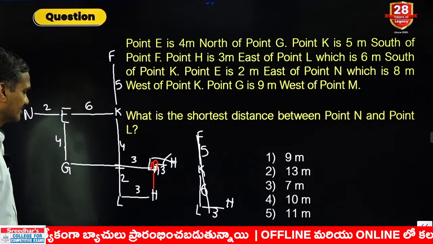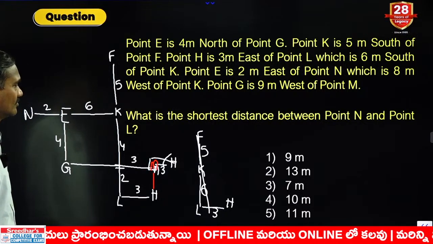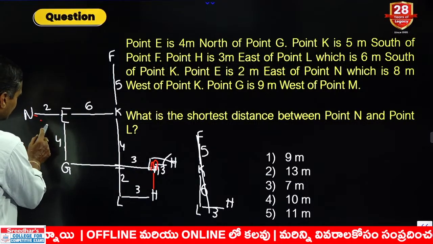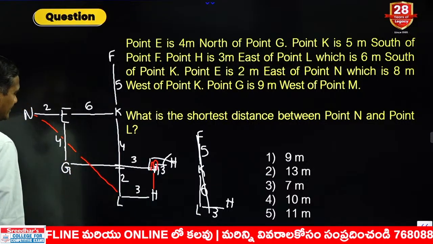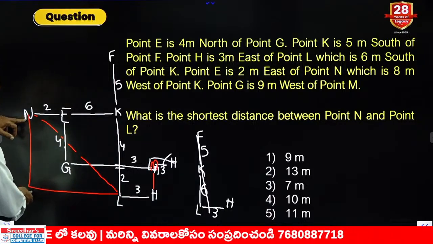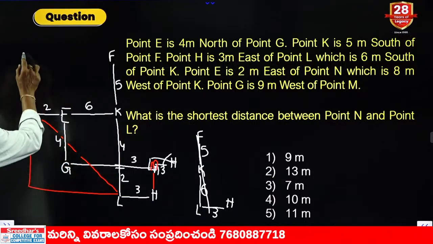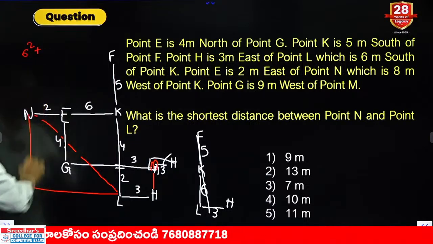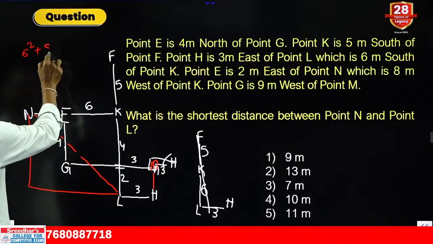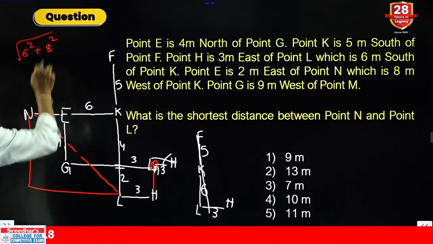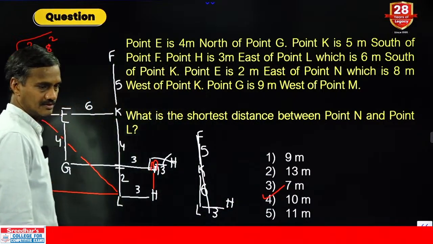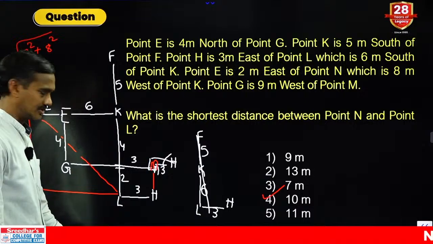Now this is the final diagram we have, and according to this, what is the shortest distance between N and L? In order to find this, we need to draw a Pythagoras triangle. What is the vertical direction here? 4 plus 2, 6, and 6 square is 36. And horizontal, 2 plus 6, 8. 6 square plus 8 square, 36 plus 64, 100, which is 10 meters. 10 meters, choice 4. Clear? The first one is 10 meters, choice 4.